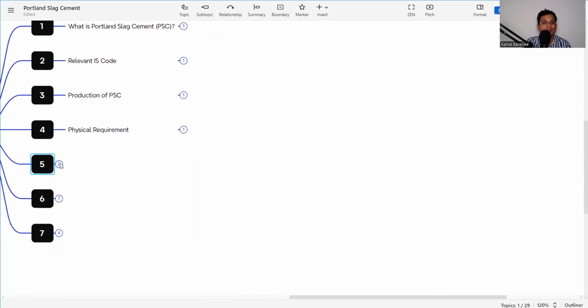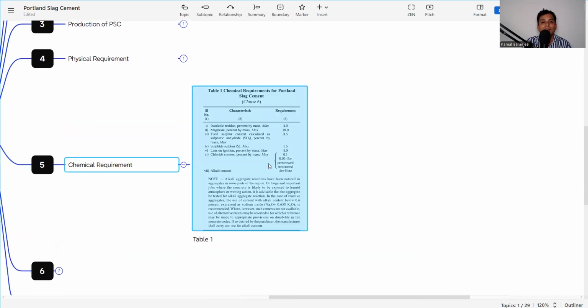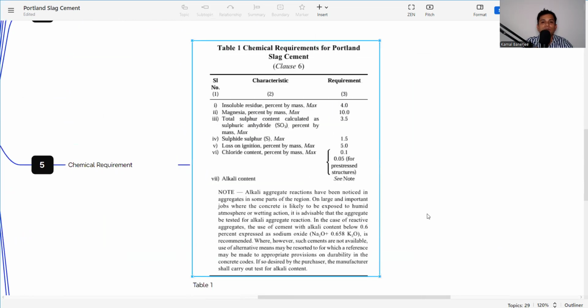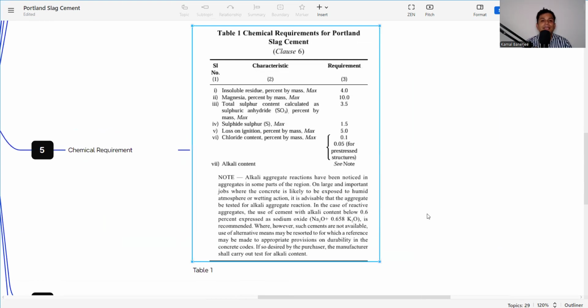Now we need to check what the chemical requirement is. That is also very important. So for the chemical requirement, let me zoom in now. First it says insoluble residue, as written in Table 1 of IS 455. What is it? Insoluble residue percentage by mass, maximum is 4%.